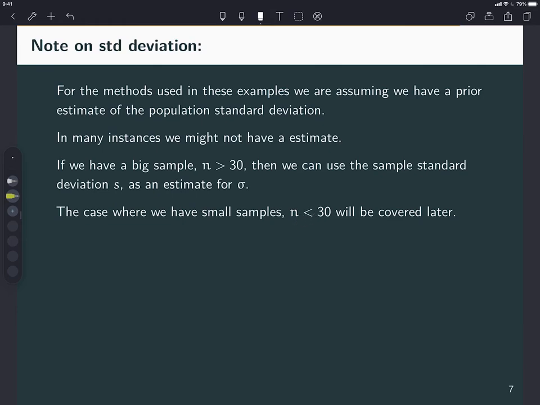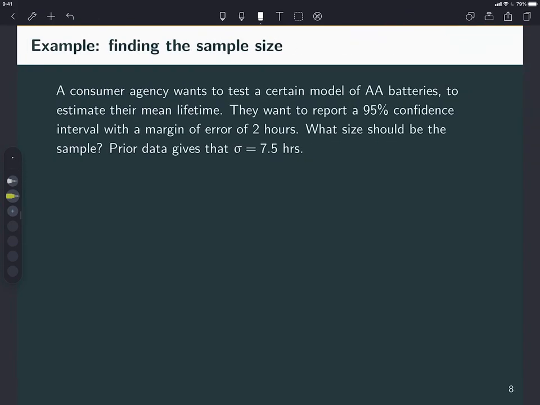So in this case, we're assuming that we know the population standard deviation, or they have a good estimate for it using either a sample standard deviation if we have a big sample, or a prior estimate. Let me just do one short last example. So I'm going to use an example because in this one you'll see that the calculator would not solve the problem. A consumer agency wants to test a certain model of batteries to estimate their mean lifetime. They want to report a 95% confidence interval with a margin of error of 2 hours. What size should the sample be? We have prior data that gives us the standard deviation of the population to be 7.5.